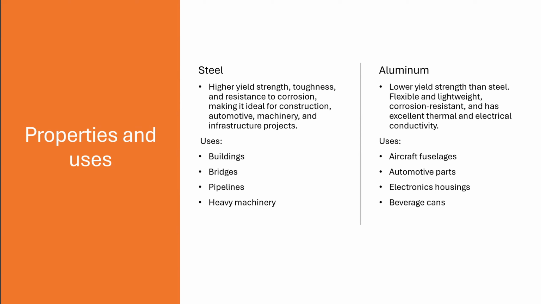Aluminum has lower yield strength when compared to steel. It is flexible, lightweight, corrosion resistant, and has excellent thermal and electrical conductivities. The uses of aluminum may be in aircraft fuselages, automotive parts, electronic housings, and beverage cans.